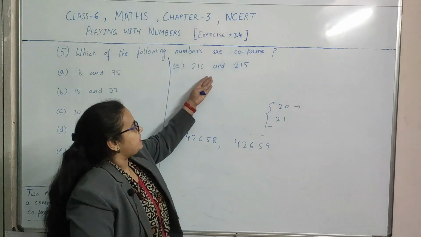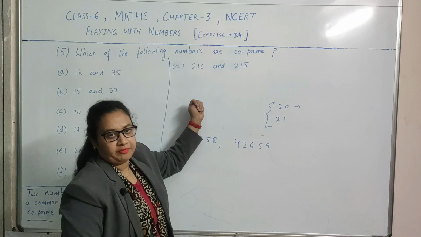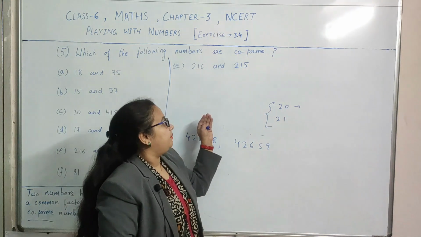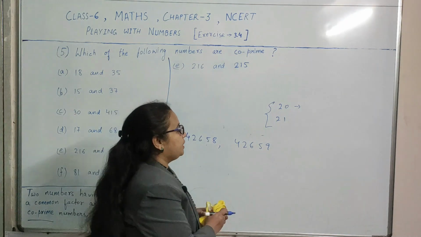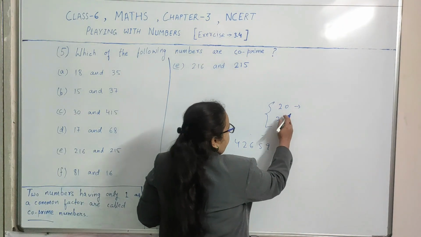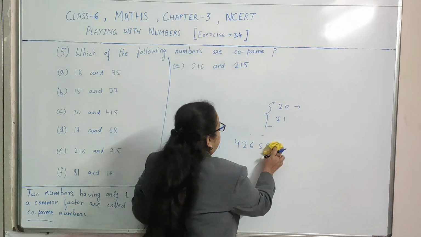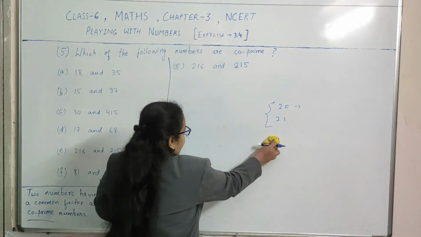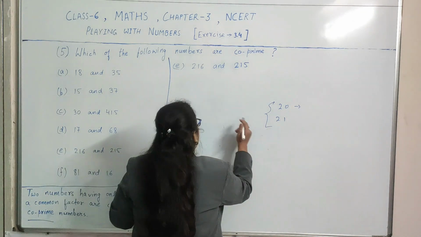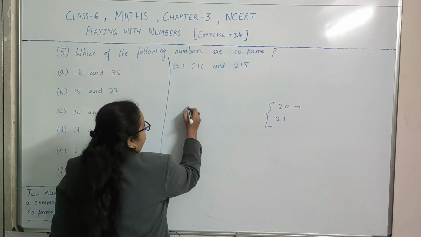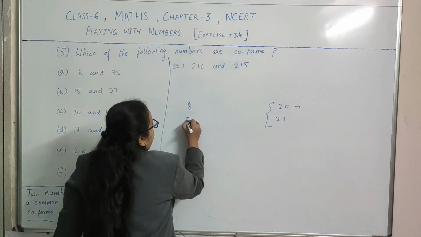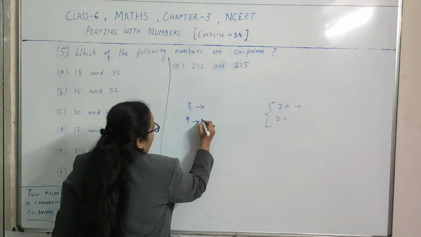So just by seeing the numbers 216 and 215, I can say that they are coprime numbers because they are consecutive numbers. So let us check small consecutive numbers whether they are coprime or not. You may leave this, it is also a little big number. You can check for small numbers also, like 8 and 9, whether the numbers are coprime or not.